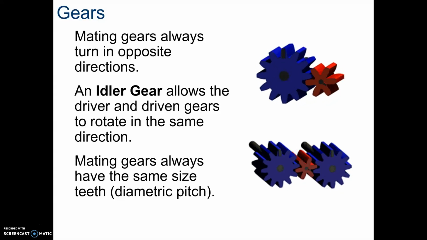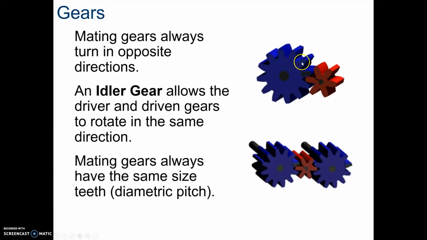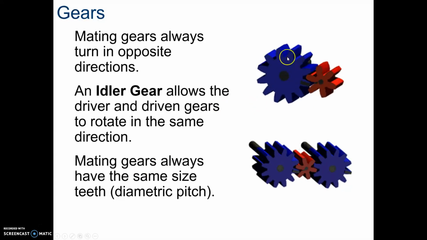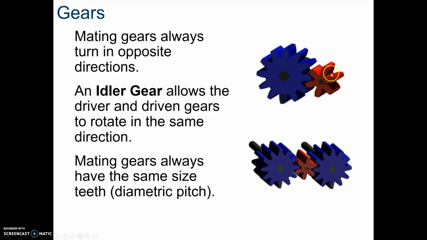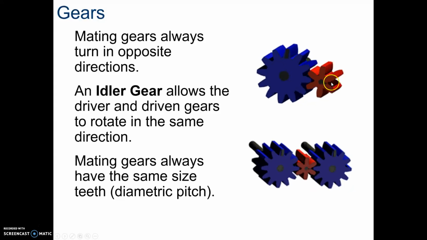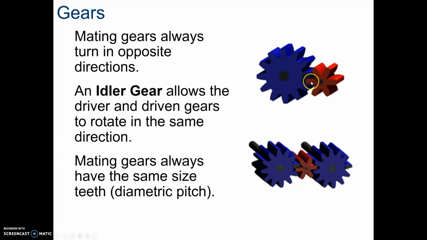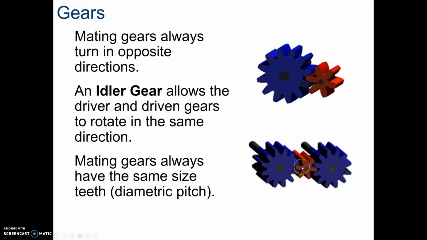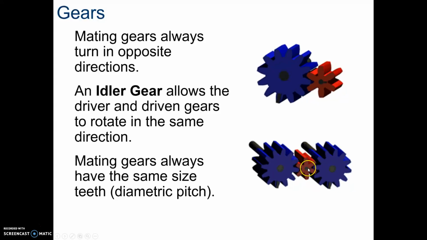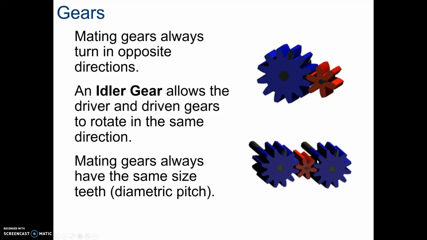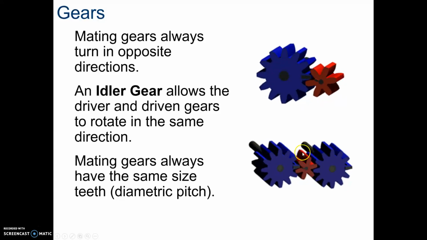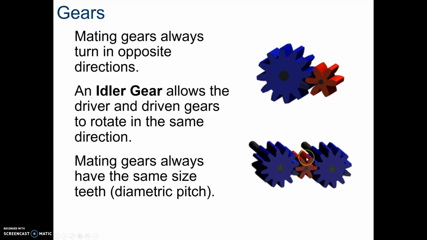The animation explains how the left blue gear is turning in a clockwise motion, whereas the right gear, the red gear, is turning in a counterclockwise motion. So they turn in opposite directions. But in the lower animation, where they've added an idler gear, that allows the two blue gears to turn in the same direction. It's important to note here also that idler gears do not affect your gear ratio, at least in a simple gear train.